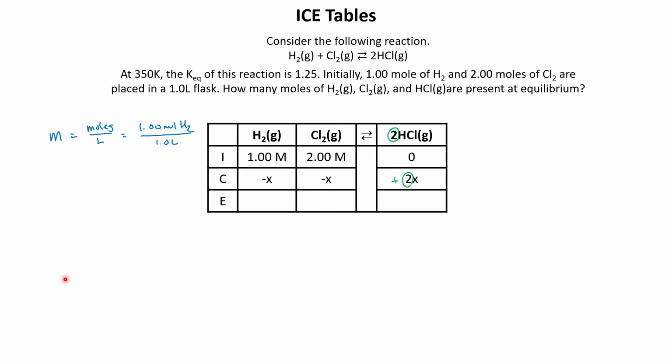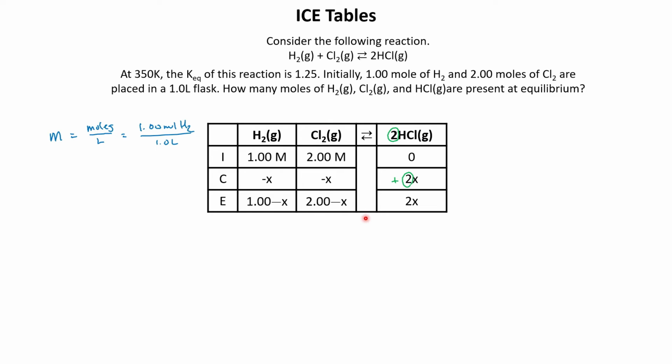Okay, so now we can fill in our row for equilibrium. Again, we're just going to add our initial and our change. So our equilibrium concentration of hydrogen is 1 minus X, of chlorine is 2 minus X, and our hydrochloric acid is just 2X. Or again, it really is 0 plus 2X, but we can just write this as 2X.